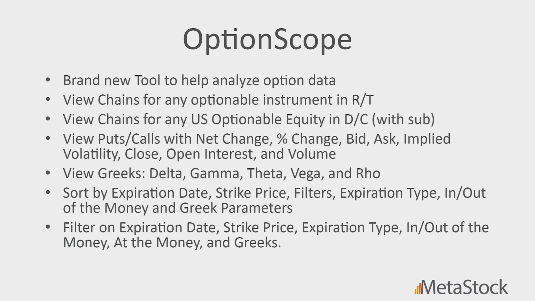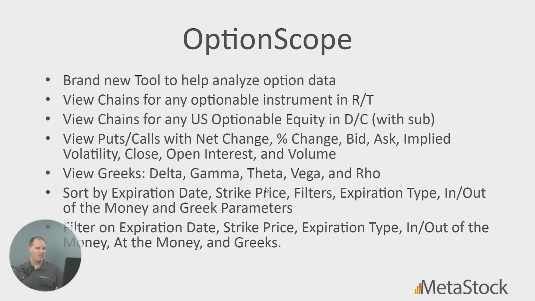With RT, you'll be able to do any global option that's available because Zenith is able to offer all that data. Also futures data, if it has an option on it, you can bring up the OptionScope for that. For end of day, we are going to be, as I said, bringing up U.S. optionable equity data, which will be available with MetaStock 17. So you'll be able to view those puts, calls, net change, percent change, bid, ask, all that data.